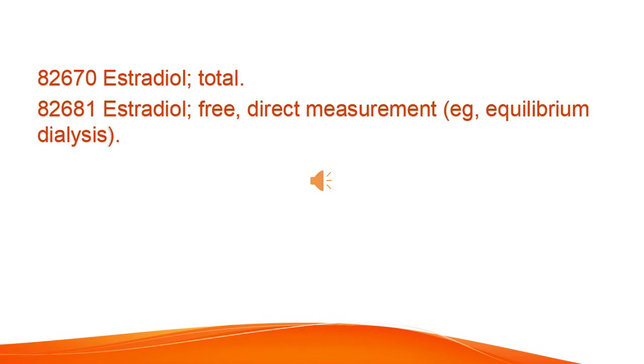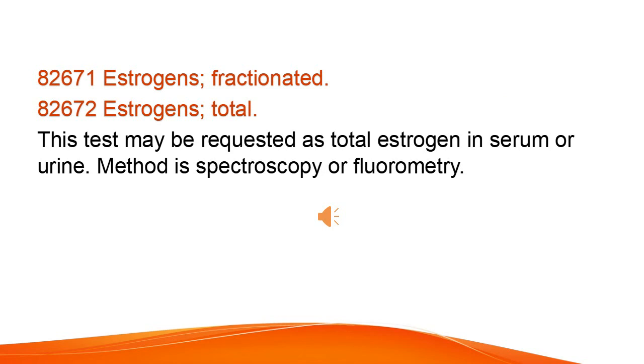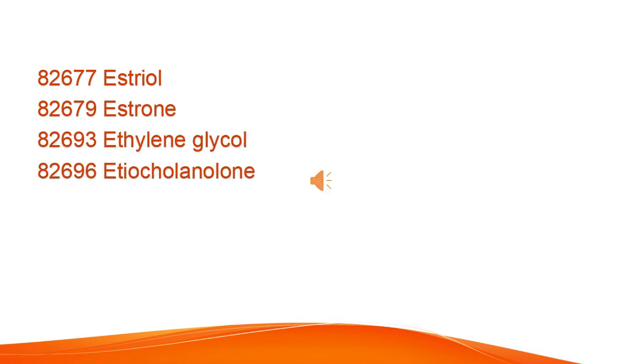Estradiol, total. Estradiol, free, direct measurement, e.g., equilibrium dialysis. Estrogens, fractionated. Estrogens, total. This test may be requested as total estrogen in serum or urine. Method is spectroscopy or fluorometry. Estriol. Estrone. Ethylene glycol. Etiocholinolone.